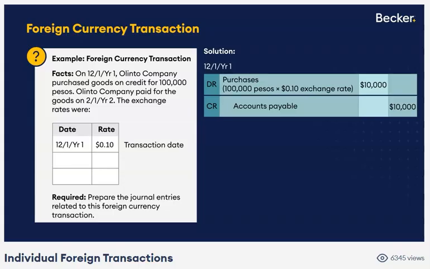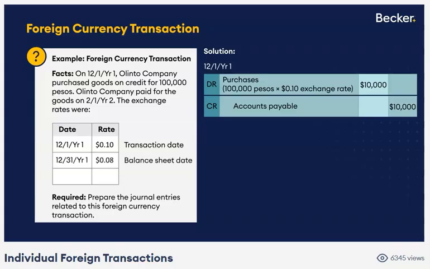All right, now obviously the transaction is not going to be settled on December 1st. It's going to take a while. It's not even going to be settled by the balance sheet date. So folks, the second thing we have to do is adjust that liability for the change in the exchange rate as of the balance sheet date.